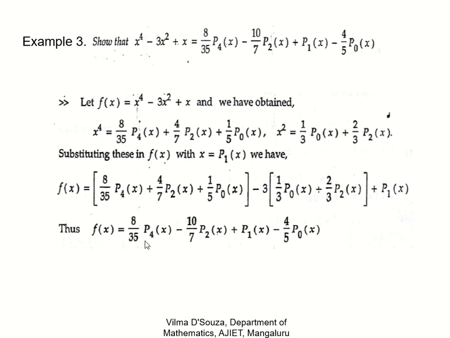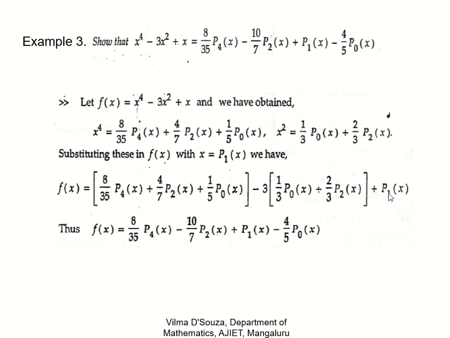f of x equal to 8 by 35 p4 of x, then p3 term is not there because you don't have x cube here. Coefficient of p2, 4 by 7 minus 3 into 2 by 3, that is minus 2. 4 by 7 minus 2. What is 4 by 7 minus 2? Take the common denominator. 4 minus 14 by 7. So minus 10 by 7. Right? Minus 10 by 7 p2 of x.